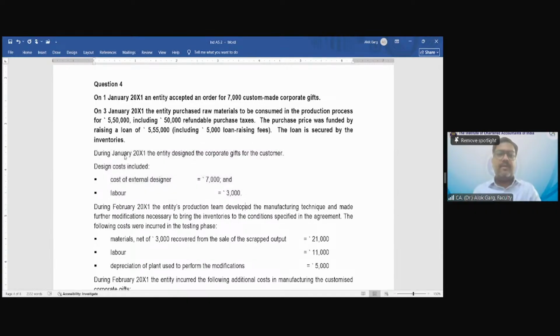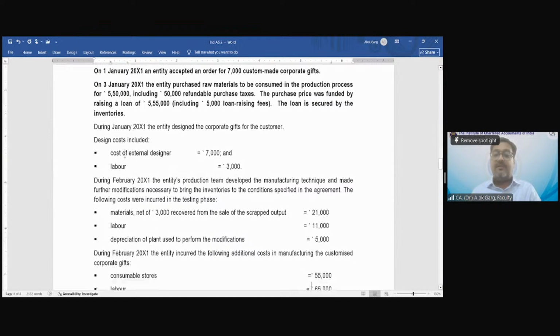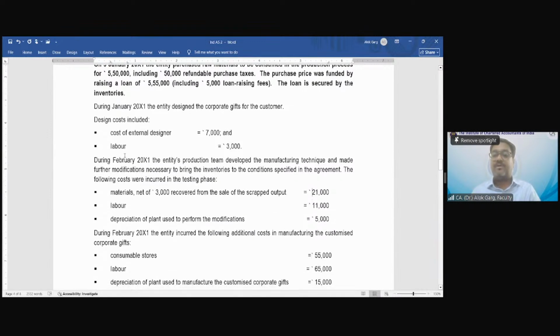Very good. During February 2001, the entity's production team developed the manufacturing technique and made further modification necessary to bring the inventories to the condition specified in the agreement. The following costs were incurred in the testing phase: material 21,000 rupees, labor 11,000, depreciation of plant used to perform the modification 5,000 rupees.